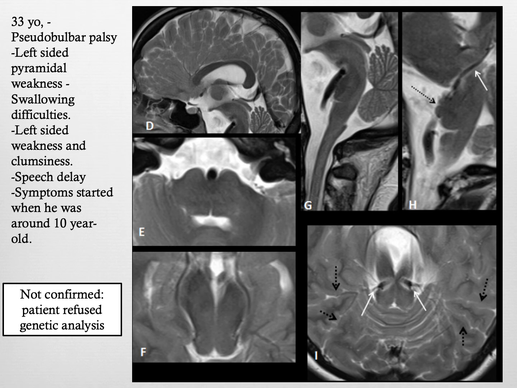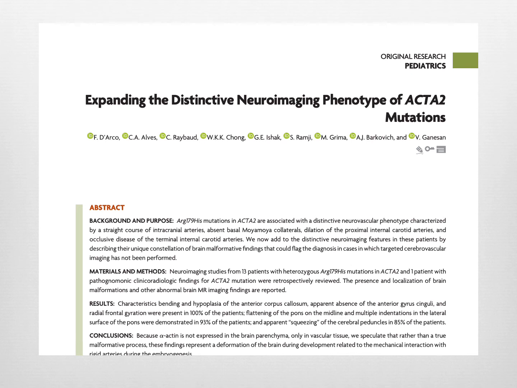We also found a patient that probably does not have the ACTA2 mutation, but has the severe spectrum of this brain abnormality, but without the clinical context of ACTA2 mutation. He refused the genetic testing, but this is just to show you that the straightening of the arteries may also be due to other problems if you are not in the appropriate clinical context. If you are interested in reading about this, we tried to expand the distinctive neuroimaging phenotype of ACTA2 mutation. This is the paper published a couple of years ago.